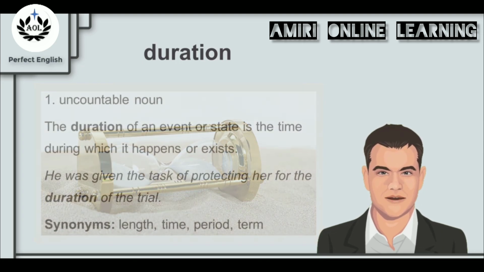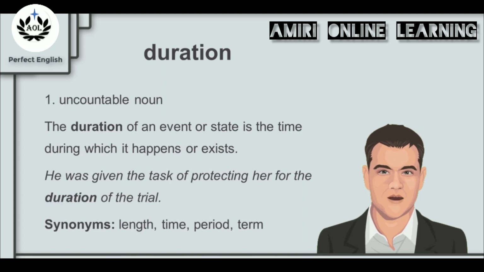Let's find out. Now, duration is an uncountable noun. The duration of an event or state is the time during which it happens or exists. For example, he was given the task of protecting her for the duration of the trial, for the whole time during which the trial happens. And synonyms for this meaning of duration are the words length, time, period, and term.